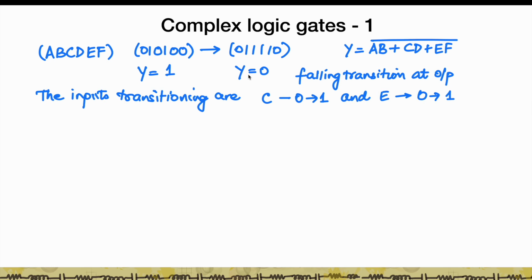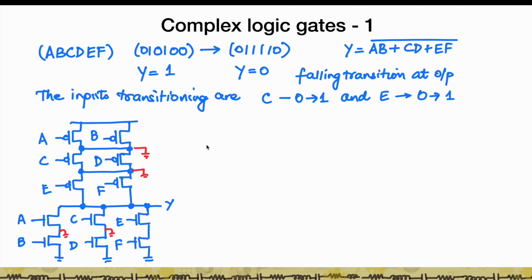Now there are 2 inputs transitioning, basically C going from 0 to 1 and E going from 0 to 1 simultaneously. And in this case, nothing is given. To keep our life simple, we assume both of them transition at the same instant and transition instantaneously. Now let's go and look at this gate. Again, this is the gate drawn for illustrating purposes. Now let's look at this intermediate node.